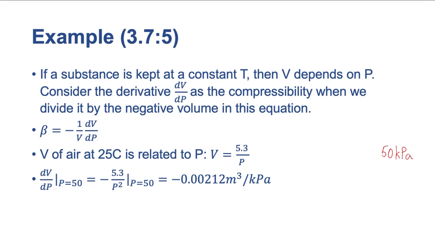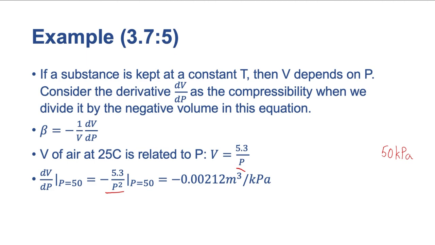If we differentiate this expression here, we're going to get negative 5.3 over P squared, and we are evaluating that at P equals 50, and that will yield negative 0.00212 meters cubed per kilopascal.